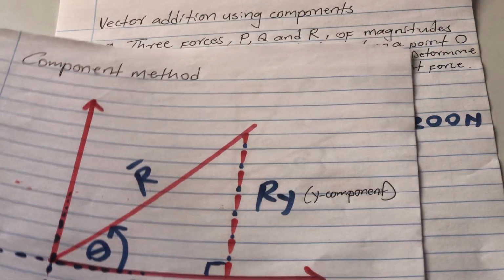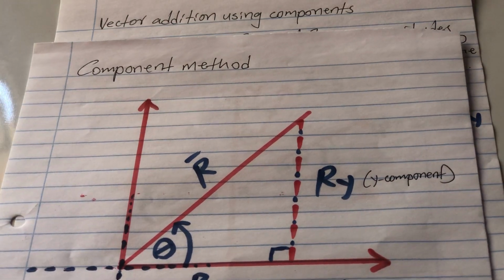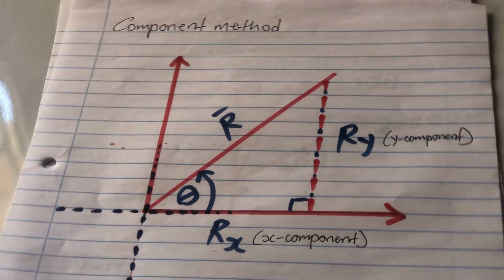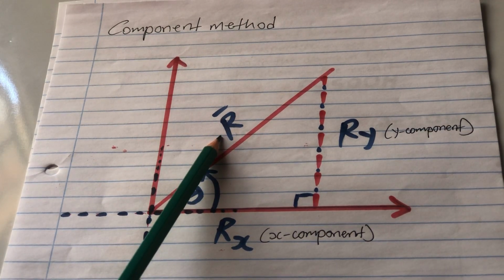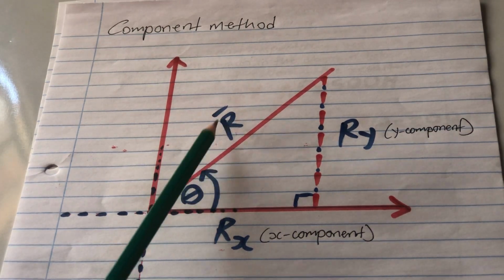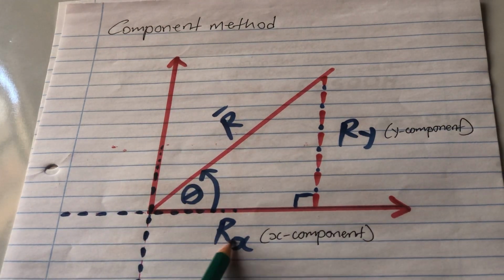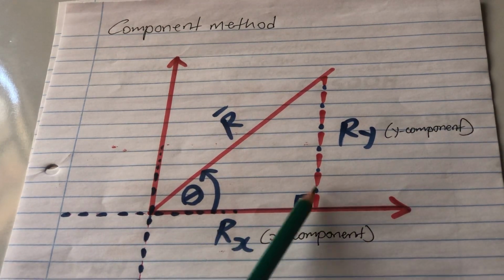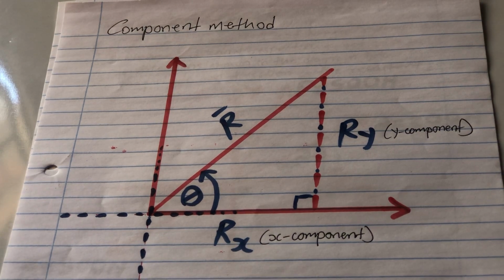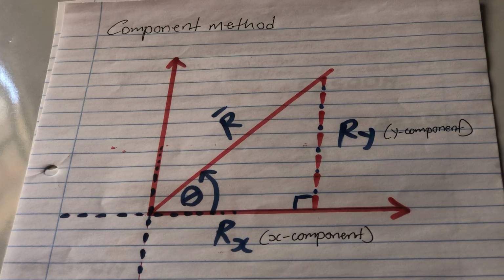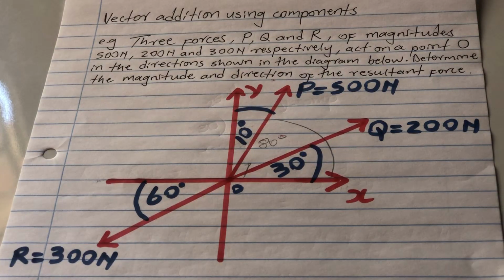Here is the page from the previous lesson. The question requires us to find the size of R. For us to be able to find the size of R, we need the x component and y component. That's why it will be possible for us to then use the theorem of Pythagoras. So we have to do the same here.